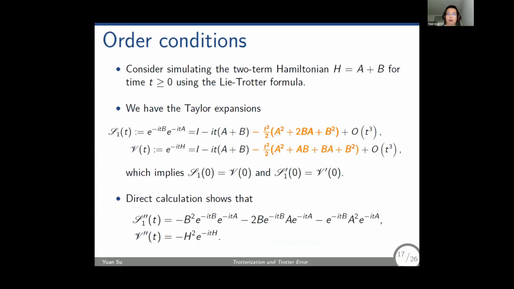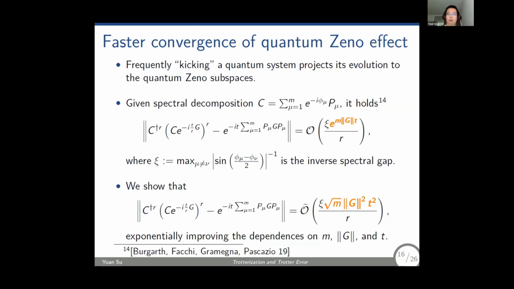Okay, so in the following, I would like to change the topic a little bit and talk about how you can analyze the performance of Trotterization. But before that, I can maybe pause for a few minutes to take some questions if there are any.